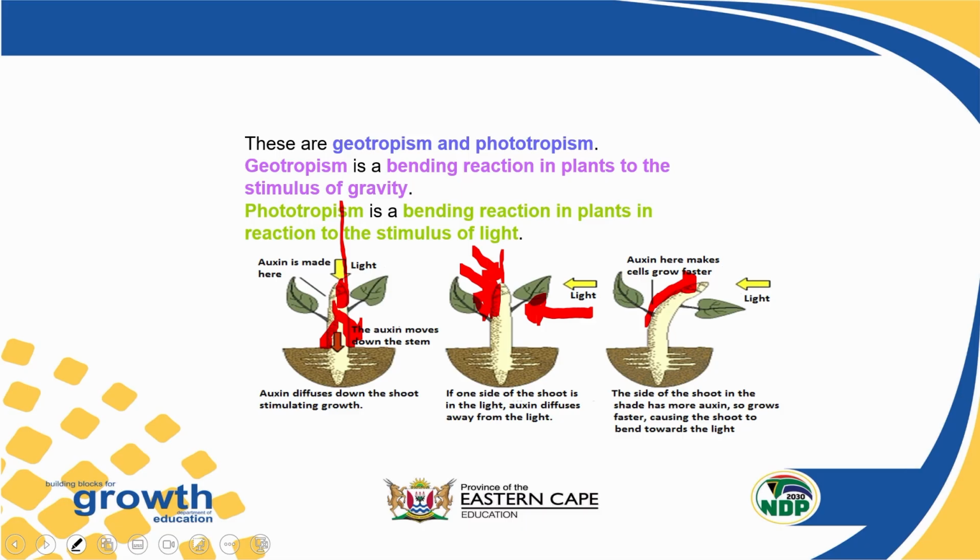If we look at this plant, you'll see that because it is growing faster from this side, it is bending now, bending towards the stimulus of what? Of light. So in this case, for this plant to bend towards the stimulus of light, it has been influenced by the presence of what? Of auxins. So in this case, auxins had an influence on the type of tropism that we refer to as phototropism. Let's go back.